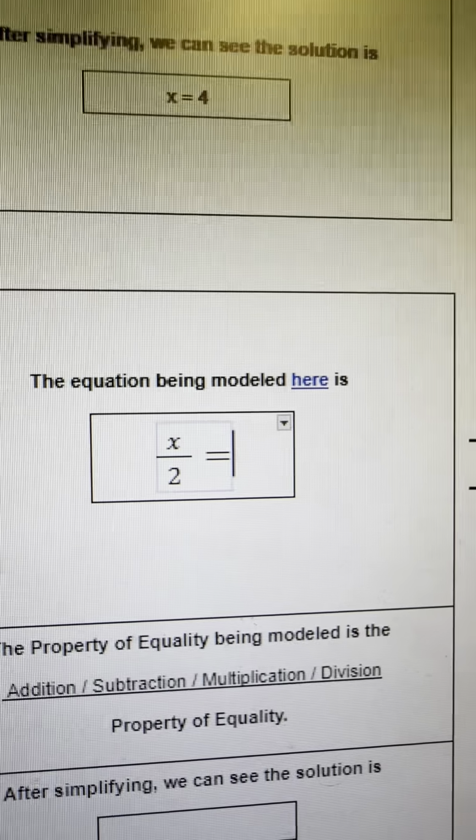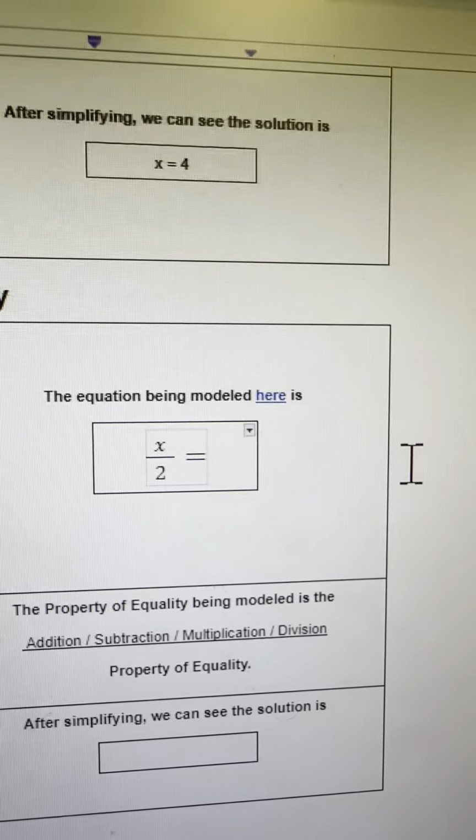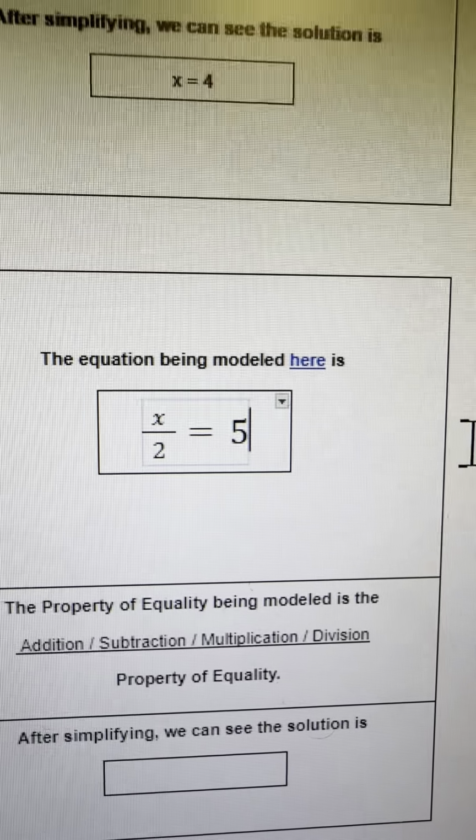Now I'm going to hit equals. And then again, it was x over 2 equals, and there were 5 1s. So I'm going to put the number 5. So that's x over 2 equal to 5.